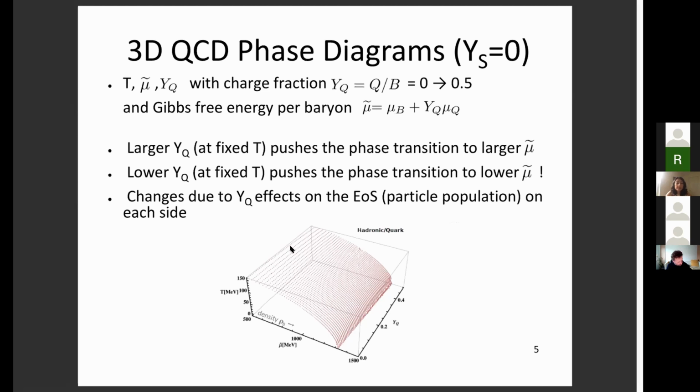But what I care about as an astrophysicist is that I like to think the other way, that lower Y_Q will push the phase transition to lower free energy. And that's great because it means that in a more asymmetric system, as it is in neutron stars, for example, you have a lower threshold for the deconfinement and better chances of finding quark matter in your stars. And this has, I cannot emphasize enough, everything to do with the particle population that you have on either side. So the reason I'm using this effective model is just a way to create these particle populations, which I further analyze to see how they change with the charge fraction.